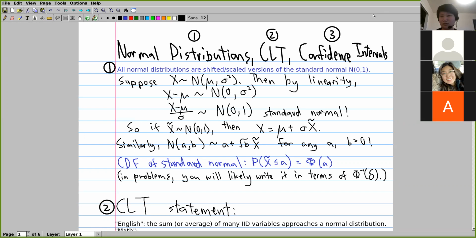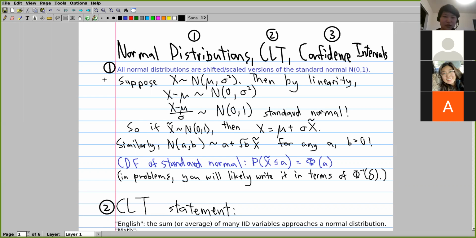So the actual formula for the distribution of the normal is not as important as how it's used, because the important thing is that all normal distributions are shifted and scaled versions of the standard normal. And this standard normal means it has expectation 0 and variance 1, or standard deviation 1, same thing.